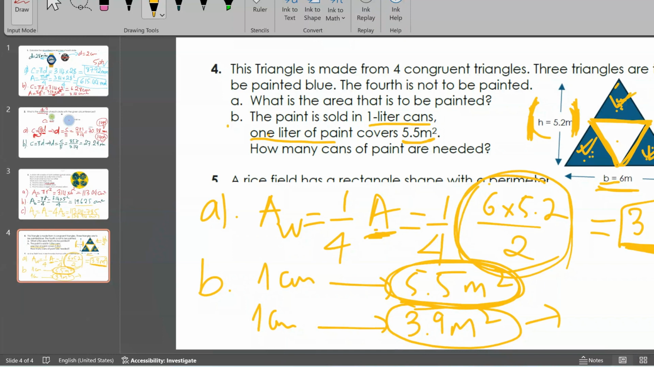So the answer is one can is enough. It's actually more than enough to cover the 3.9 square meters. You could just paint some leftover spots.